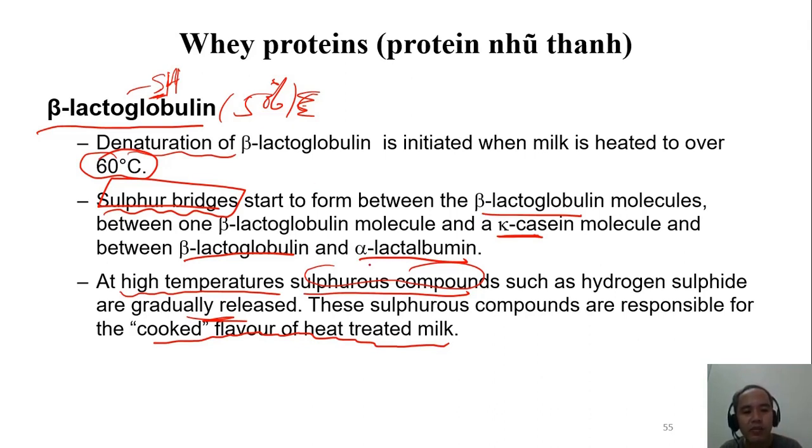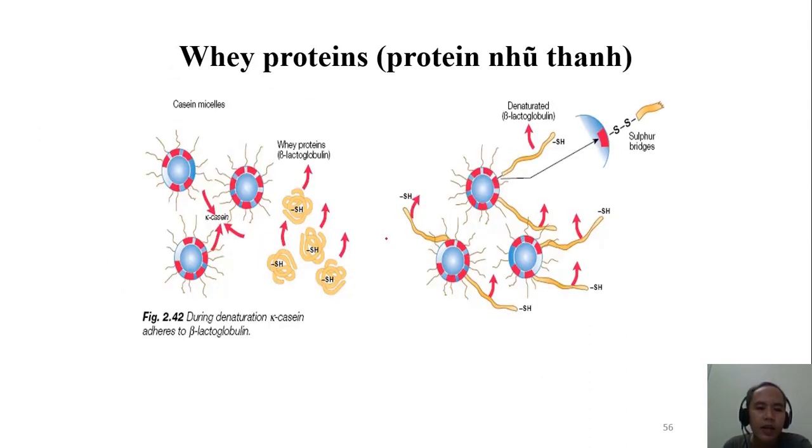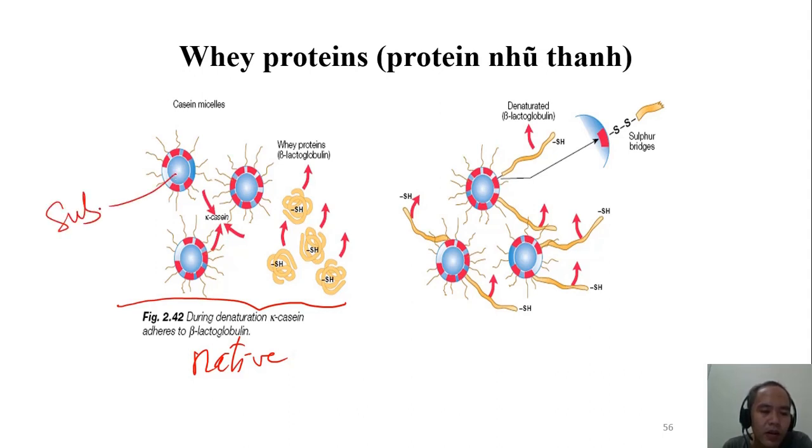This is actually from the sulfurous compound which is released by the denaturation of whey proteins. Okay, so this one will explain further the denaturation of whey protein. This image shows the native form. The native means without heat treatment. This one is just the submicelle on the surface. Okay, we already know on the surface this is a submicelle with kappa-casein, with the hydrophilic part of kappa-casein.